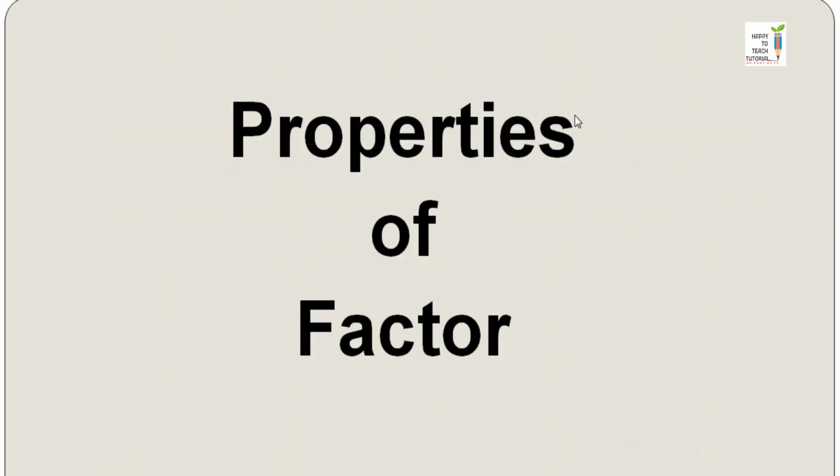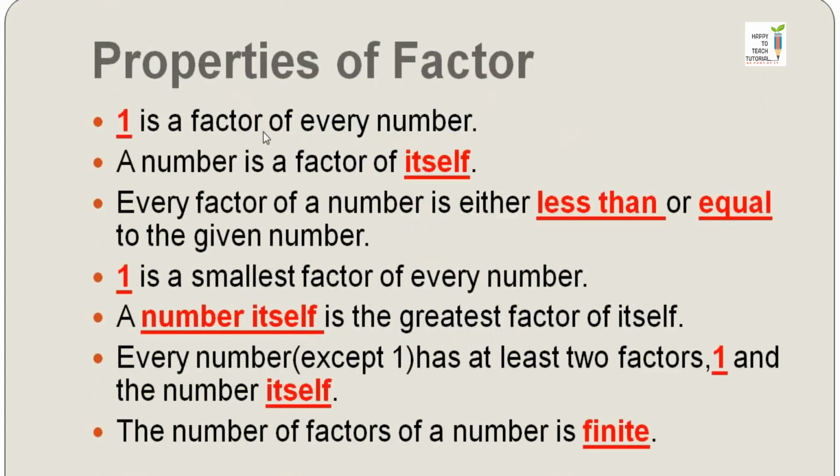We will see the properties of factors. The first property of factors is that 1 is a factor of every number. The second property is that a number is a factor of itself. The third property is that every factor of a number is either less than or equal to the given number. 1 is the smallest factor of every number. Next, a number itself is the greatest factor of itself. Next property, every number except 1 has at least two factors, 1 and the number itself. The number of factors of a number is finite.